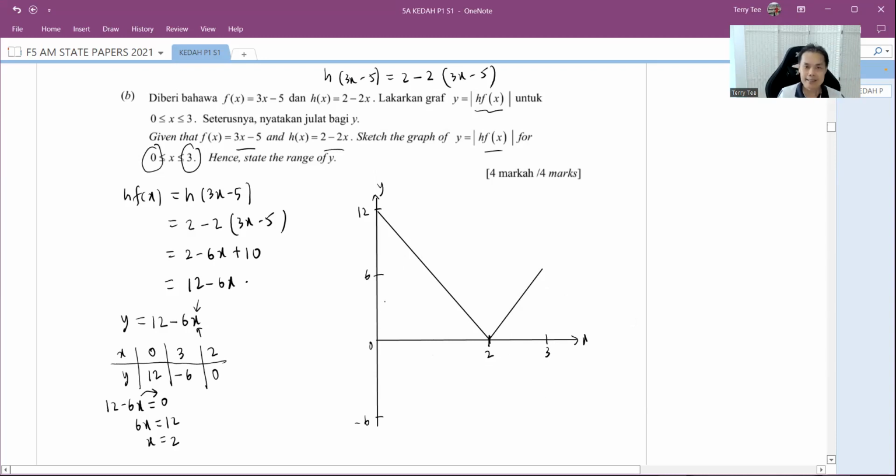Lastly, state the range. Remember, domain represents your x value, right? So here your domain is from 0 to 3. Based on this 0 to 3, range represents your y value. Your y value in this case is from 0 to 12. Largest is 12, smallest is 0. So we write our range here. Let me write over here. My range of y, where y is the modulus of this, in this case is between 0 and 12.